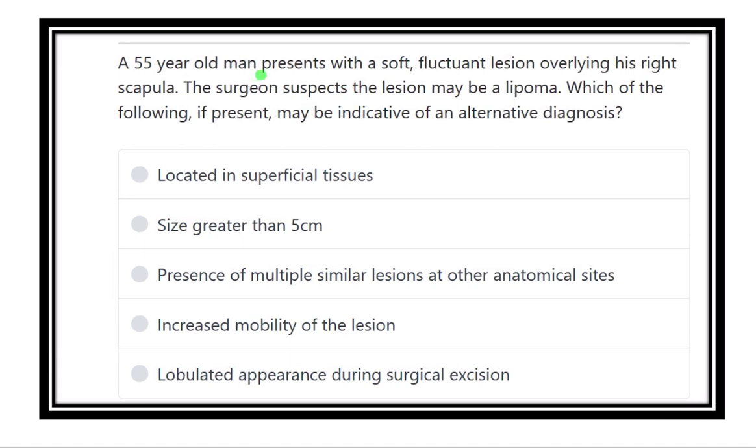A 55-year-old man presents with a soft fluctuant lesion overlying his right scapula. The surgeon suspects the lesion may be a lipoma. Which of the following, if present, may be indicative of an alternative diagnosis?